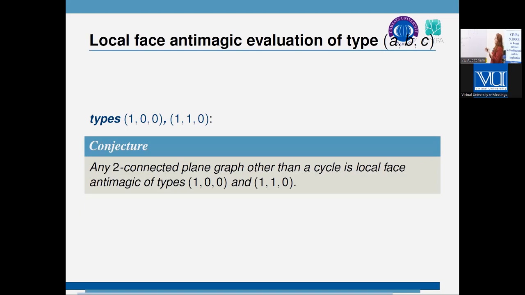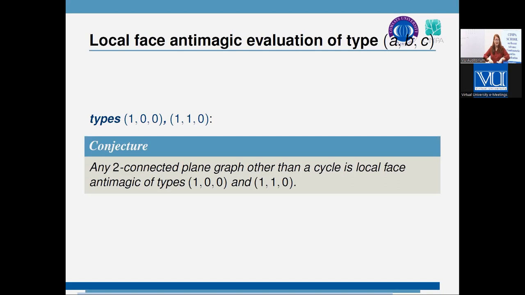Of course, we still have two cases, case 1, 0, 0 and case 1, 1, 0. And we do not have results for general graphs; there are no known results for general graphs. But we conjecture, we believe that also for this type of labeling, we can find such labelings, that these graphs are of these types of antimagic labelings if the graph is not exact.